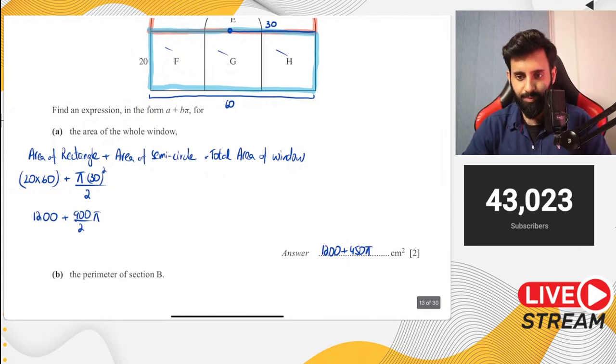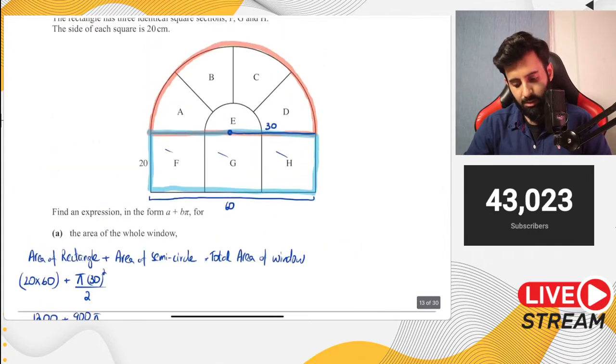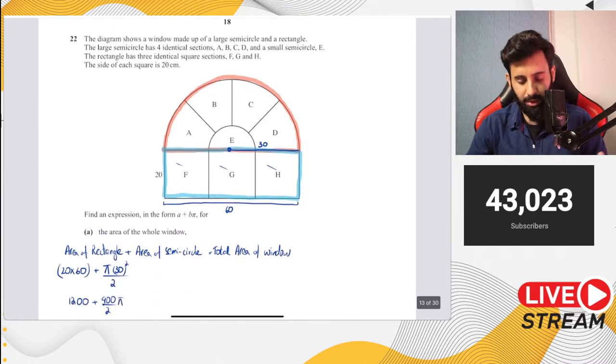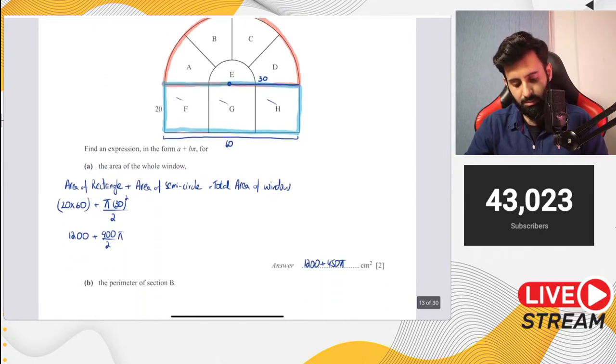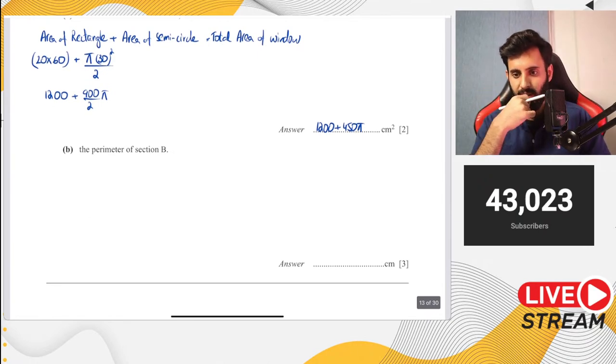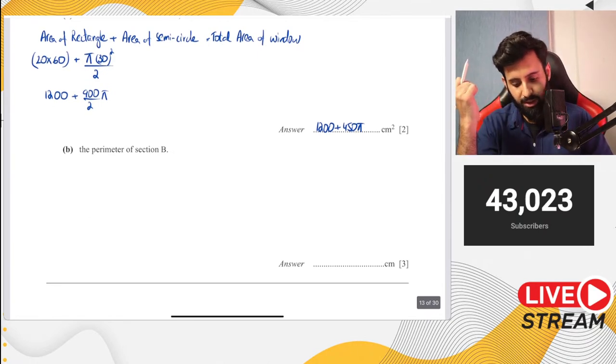Easy. Now, this question looked so scary, but when we read it again and again and got familiar with it, it became a lot easier. Then comes part B. Part B says, the perimeter of section B.